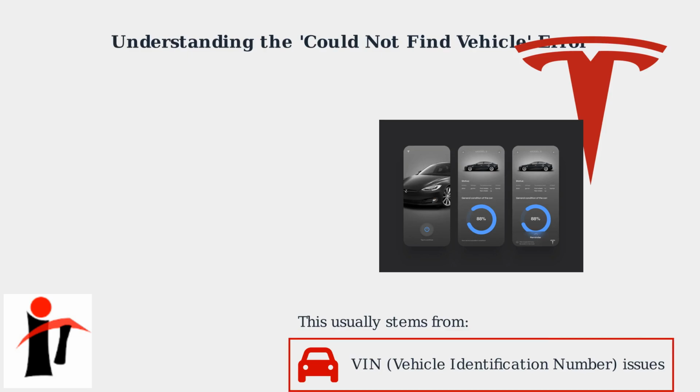The VIN is crucial because it links your specific vehicle to your Tesla account. If there's a mismatch or registration issue, the app can't establish the connection. We'll explore how to troubleshoot each of these areas to get you back in control of your Tesla.